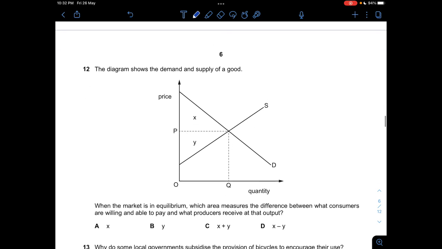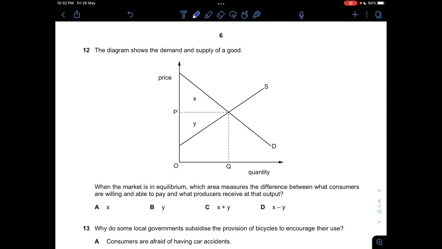Question 12, the diagram shows the demand and supply of a good, and when the market is in equilibrium, which area measures the difference between what consumers are willing to and able to pay and what producers receive at that output? This would be your consumer surplus. So 12 would be A, which would be X. This is your consumer surplus, like so.